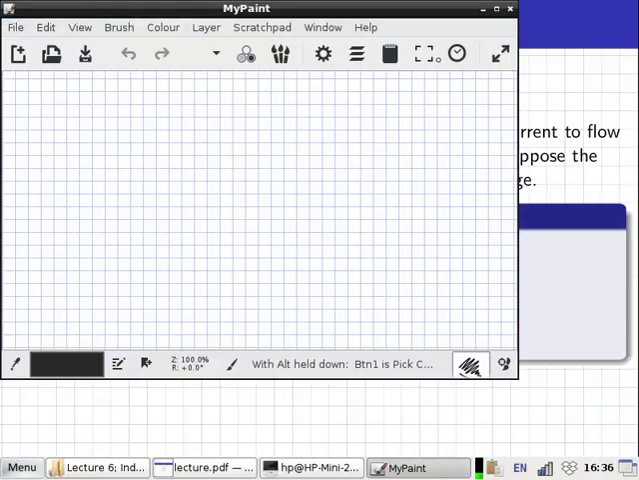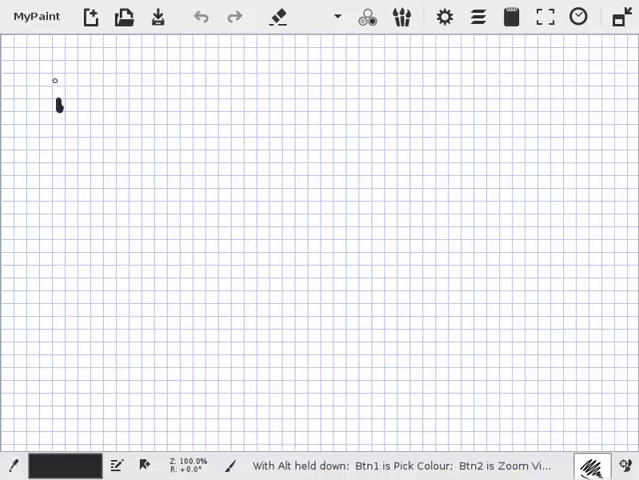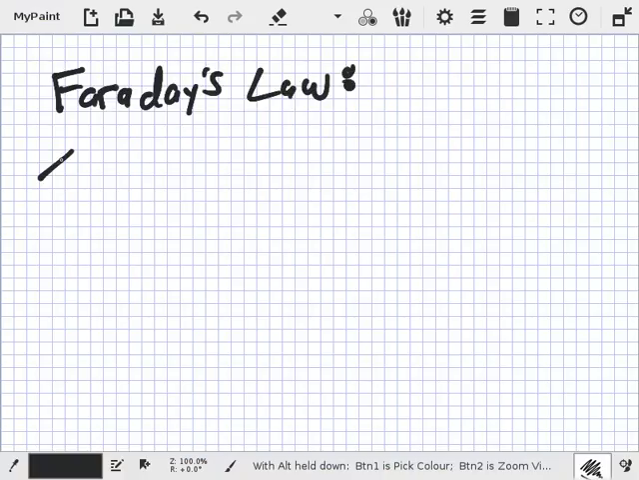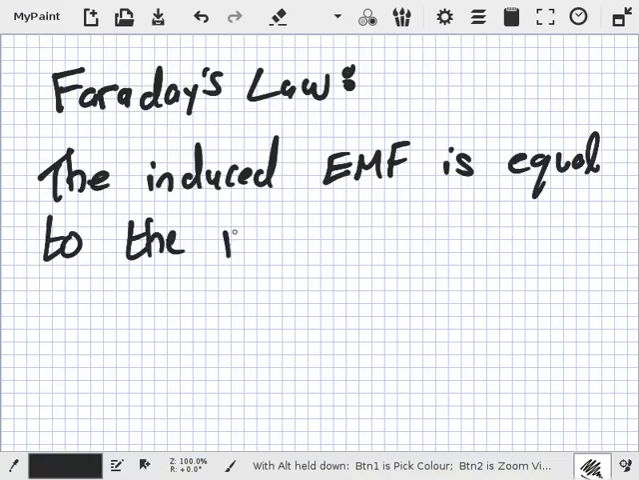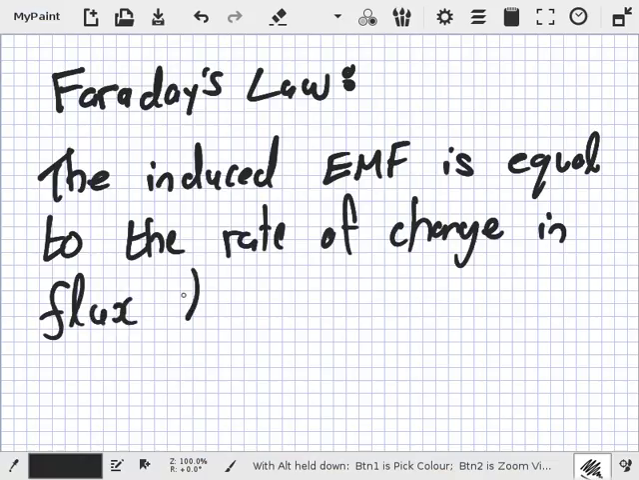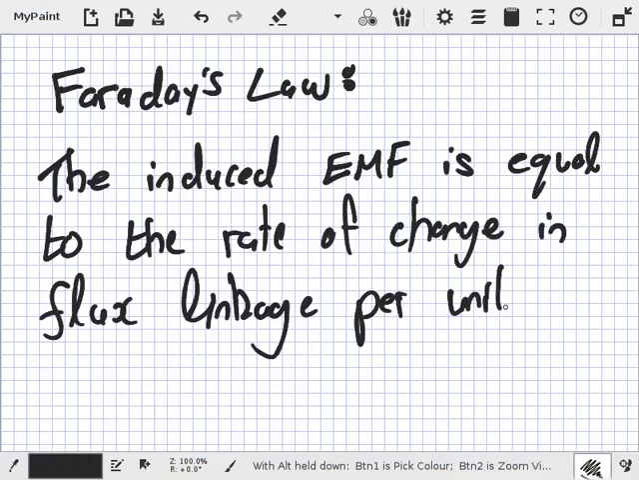Let me write it down for you. You can write down the formula and explain all the letters. No, they just want words. The induced EMF is equal to the rate of change in flux linkage per unit time.